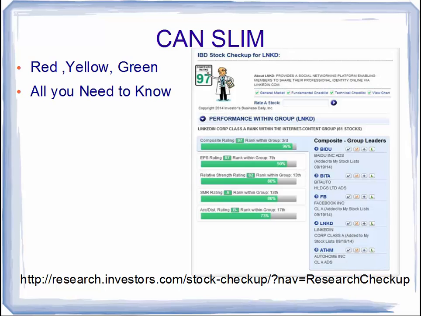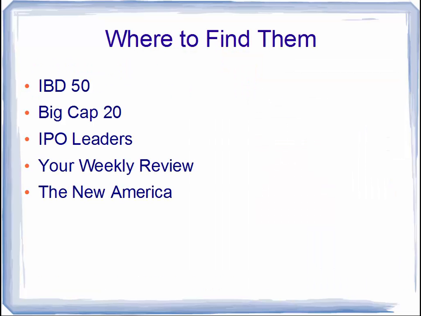IBD has its own rating system. As you get more advanced in all this, you'll learn that as you go along. But really, this can really help you. It also gives you a lot of other ideas. If you click on those green bars, it'll regroup them by whatever, like rank with group, or accumulation distribution rating, SMR, however you want to do that. So this is a really good tool.